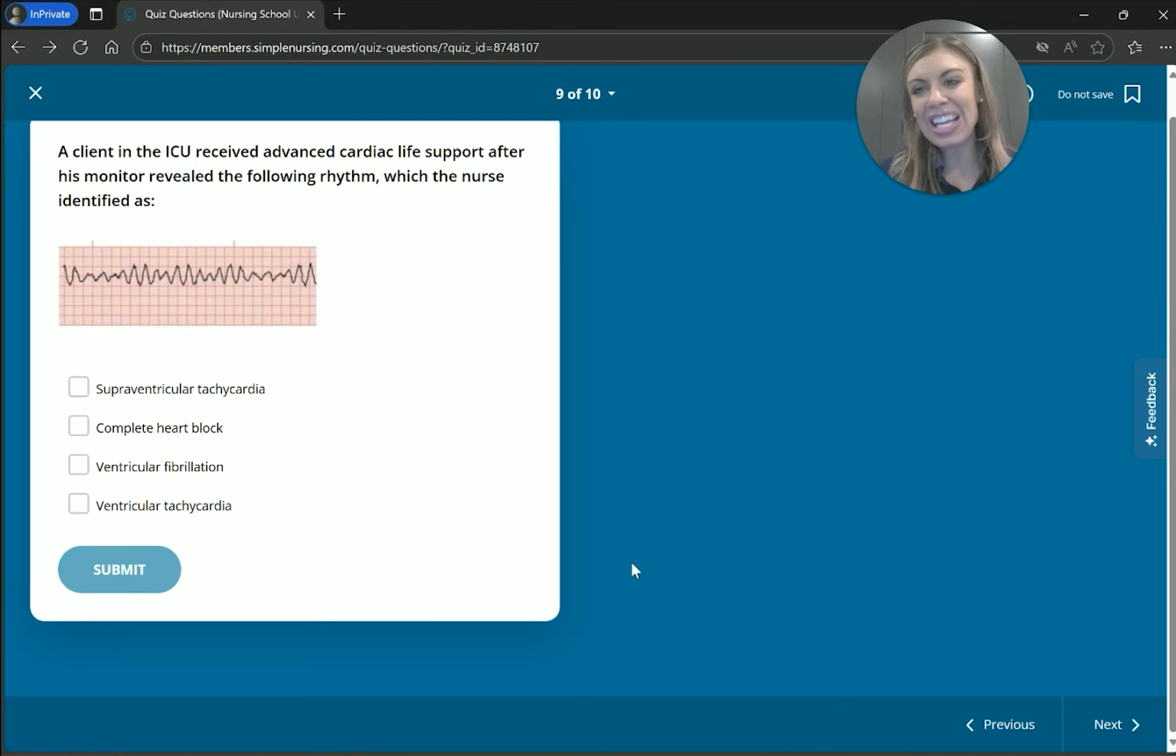For the next one, a client in the ICU received advanced cardiac life support after his monitor revealed the following rhythm, which the nurse identified as... all right, this is one of those ones from the video that you have to know by sight. So again, if you haven't watched the video, watch it right after this, because it's going to help you so much with things to stick with you, especially on your exams and the ones that you need to know by sight.